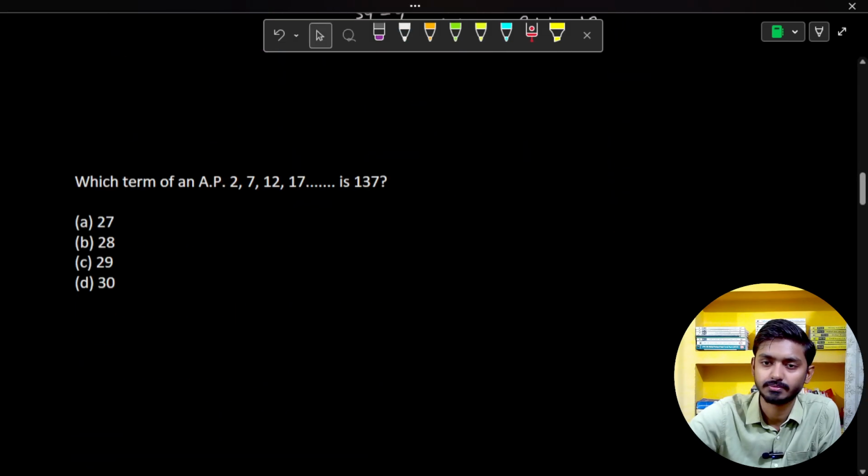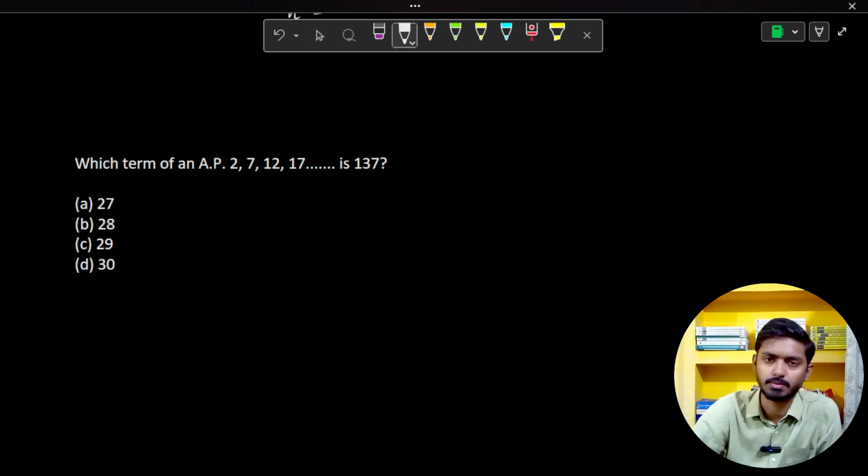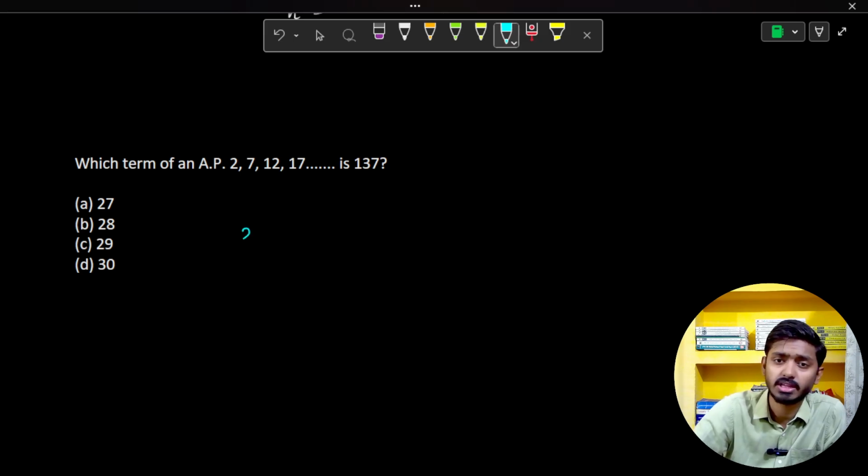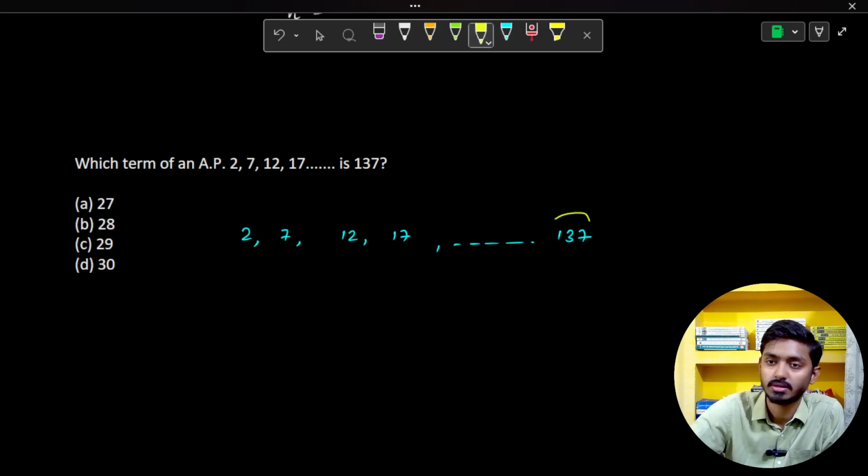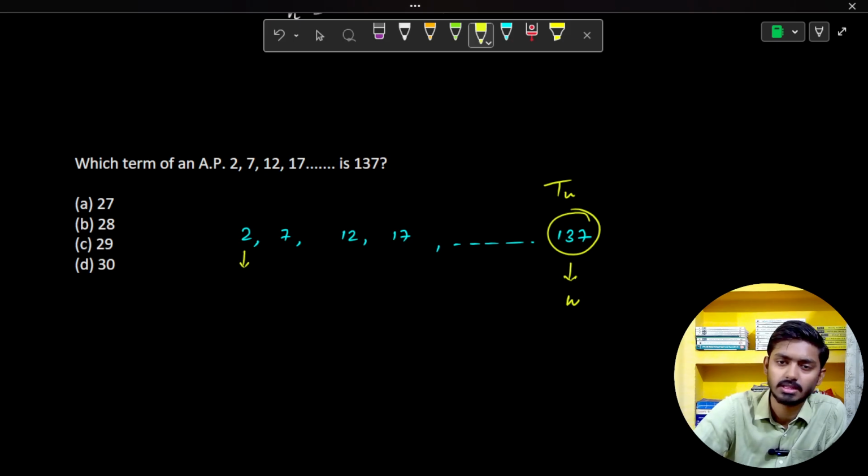All right. Now let's solve a few questions. Very simple questions it would be. Say, I would say this is the same question which we just solved. You are given an AP 2, 7, 12, 17, all the way up to 137. You are supposed to find the position of 137. Let us assume the position of 137 to be n. Okay, so this would be our Tn. This is our A, and the common difference is, if you observe, it would be 5. You subtract 7 minus 2, you get 5. Simple as that.